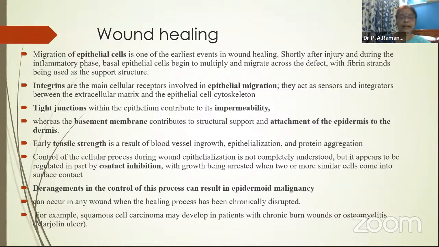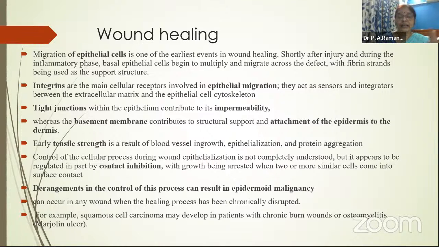The extracellular matrix is nothing but the young collagen that is being formed by the fibroblasts, and then the epithelial cells form the lining. So integrins integrate these two structures in the wound. And then between the epithelial cells, there are tight junctions. These tight junctions now will prevent any fluid coming out of the tissues.